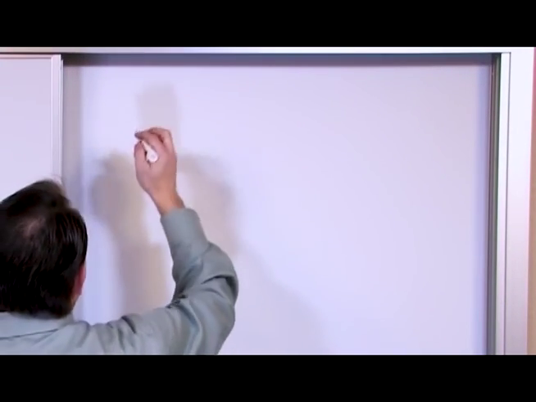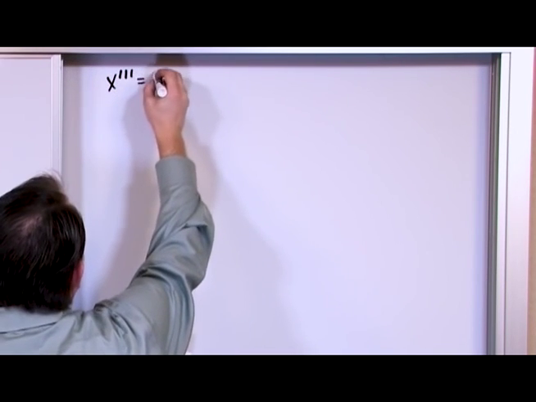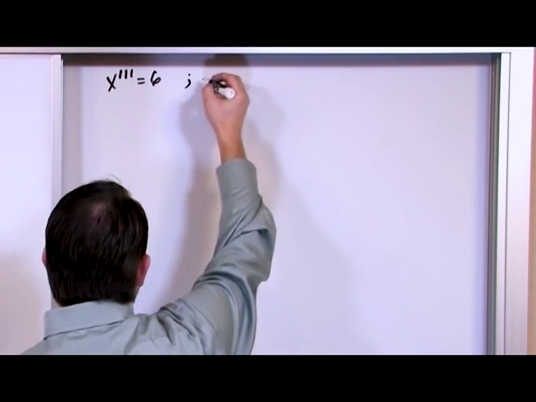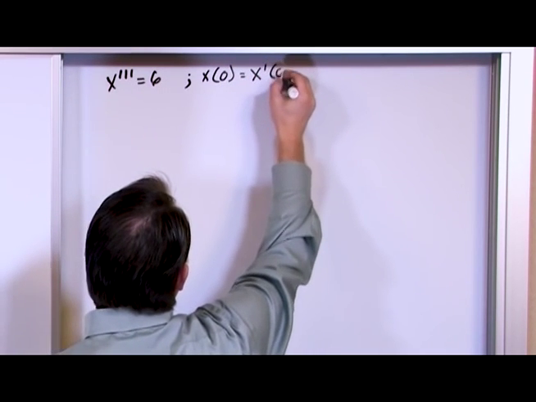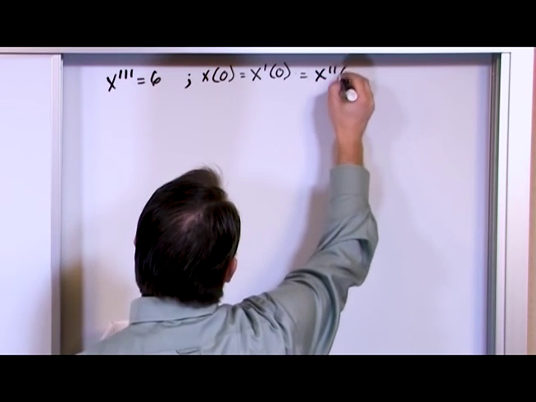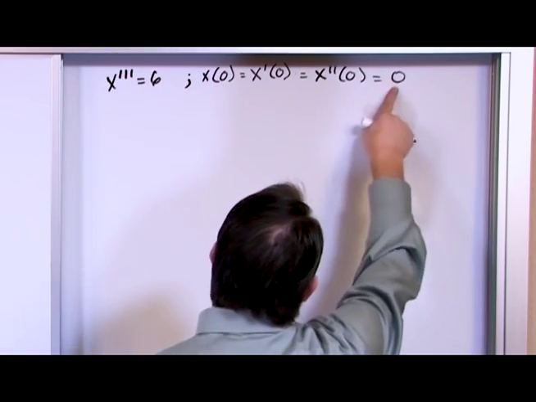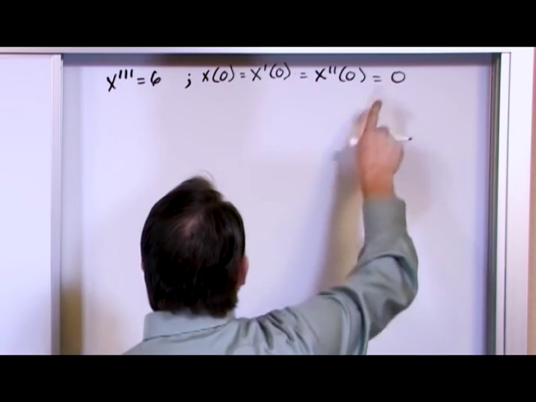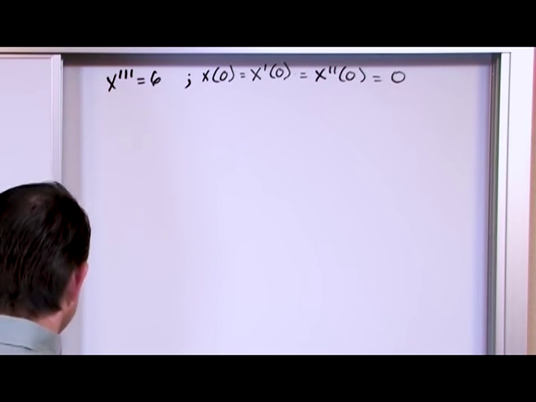Let's say the next problem is the third derivative of x is equal to 6. That's what the three little marks there are. And let's say that the initial condition is x of 0 is equal to x prime of 0, which is the first derivative, is equal to the second derivative, and all of those are equal to 0. So the position at time 0 is 0, the velocity at time 0 is 0, the acceleration at time 0 is 0. That's a good way to think of it. So everything starts basically at rest, not moving at all. That's what that really means.